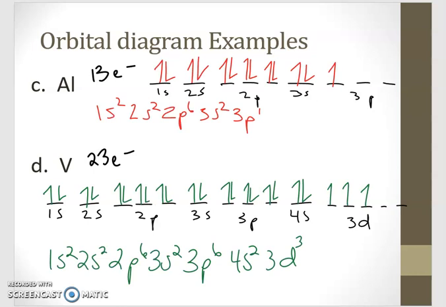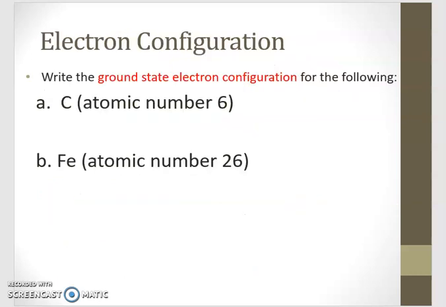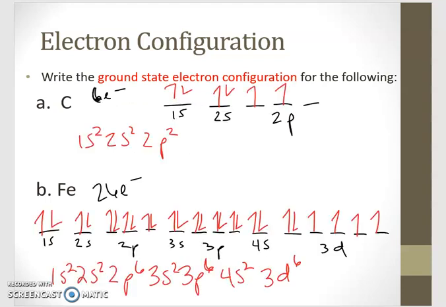So here's your answer for aluminum, vanadium. And let's do 2 more examples. So here's carbon, atomic number 6, and iron, atomic number 26. Go ahead and draw out the orbital diagrams and then write the electron configuration. You can pause the video and then I'll show you the answer. So here's the answer for carbon and iron.